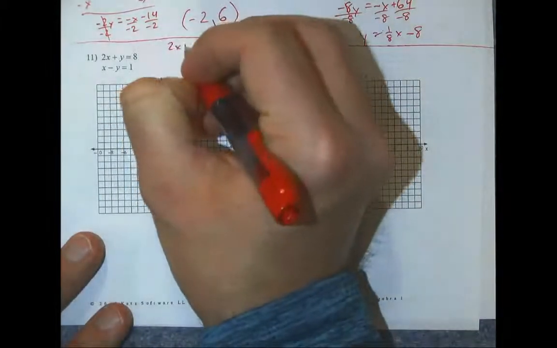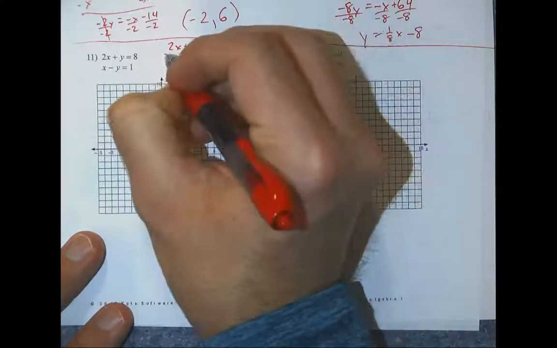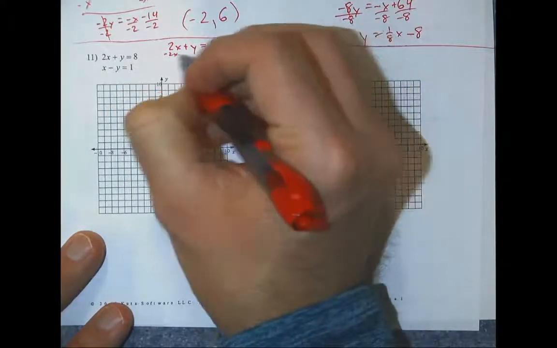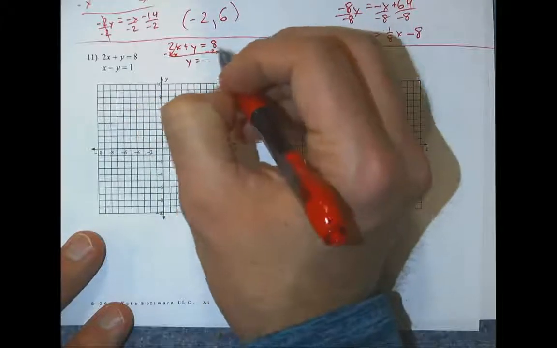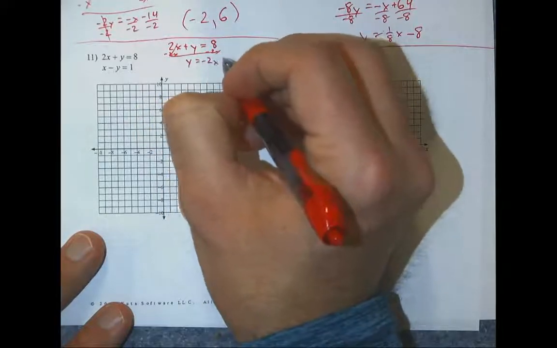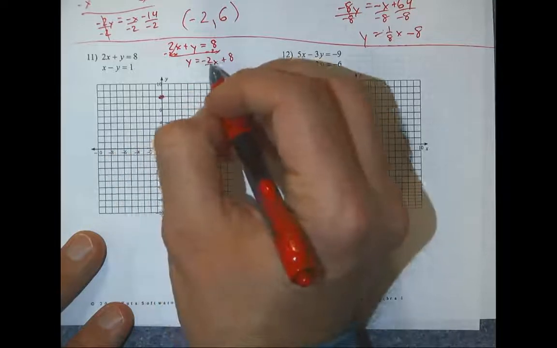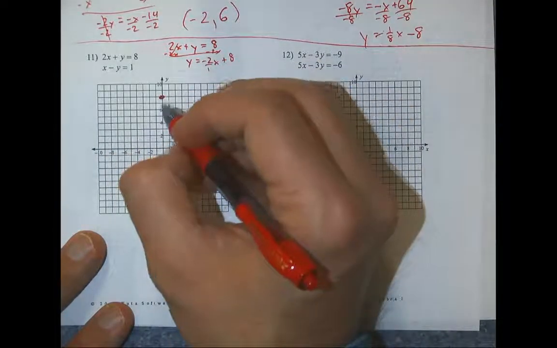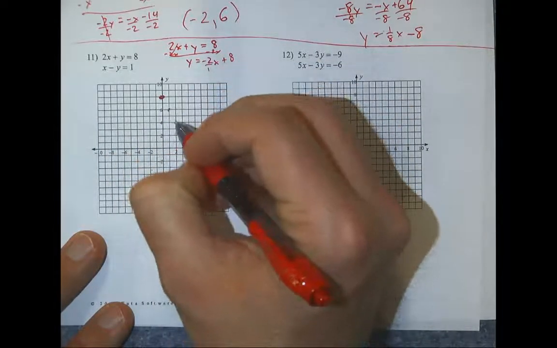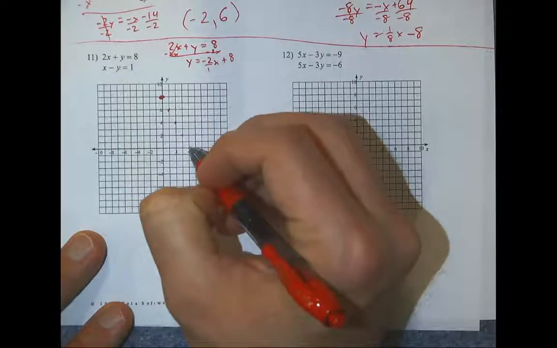Okay, right here. Get it into y equals form. All we've got to do is move the 2x on this one because y doesn't have a coefficient there. Positive 8 is plus 8. So we're starting at 8, and we're going down 2 over 1. You can always put a whole number over 1. Down 2 over 1.